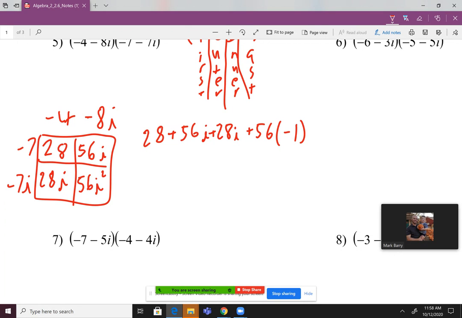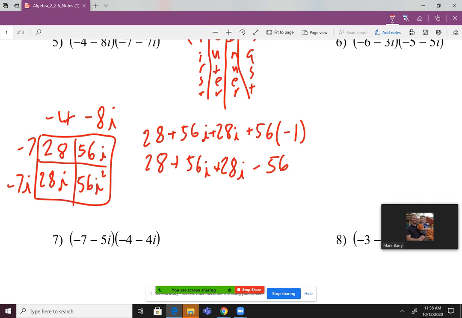What was the i squared doing to 56? It was multiplying, correct? And so now, what is the negative 1 doing to 56? It's multiplying. Now, what do I do first? Do I multiply or do I add, according to PEMDAS? Multiply first. So the first thing I should do is multiply negative 1 times 56. Well, that's just going to be negative 56.